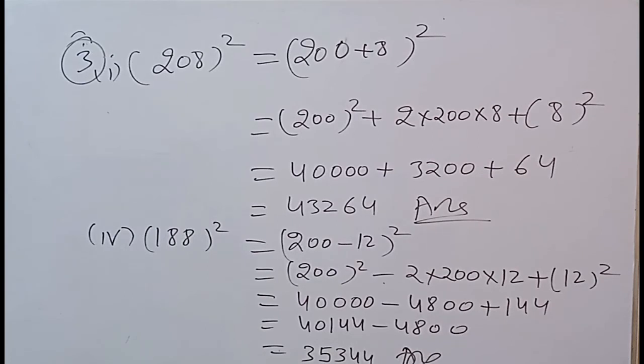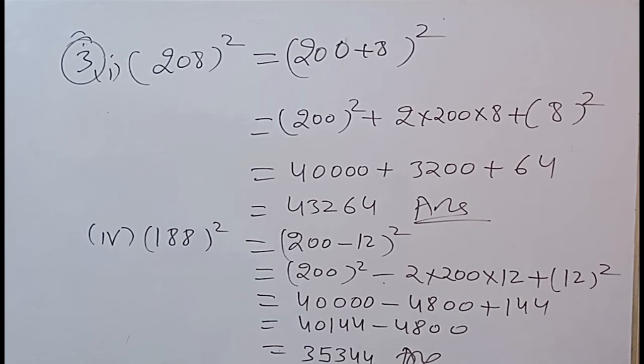Children, I am taking question number 3. So what is the question? 208 whole square we have to find out. So use the formula. First write expanded 208. How can we write 208? 208 we can write as 200 plus 8 whole square. So use the formula a plus b whole square. What is the formula of a plus b whole square? That is a square plus 2ab plus b square, right? 200 plus 8 in that manner.